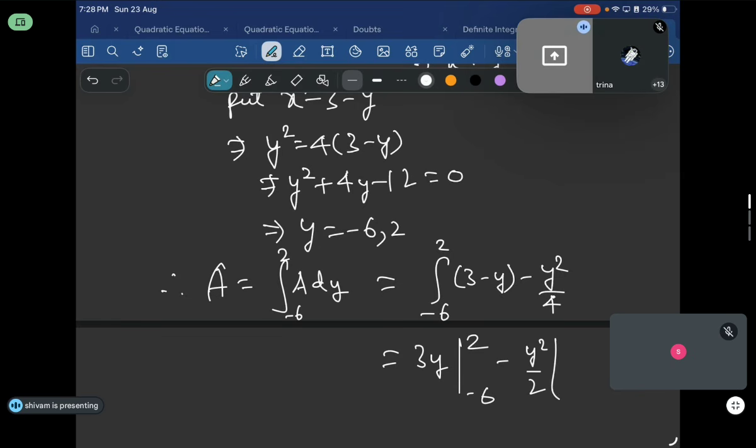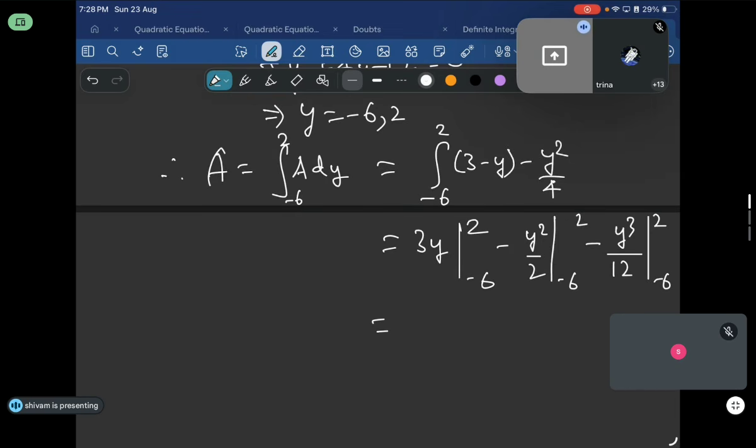Minus y square by 2, we need to integrate from minus 6 to 2. And over here we have minus y square by 4, so this will become minus y cube by 3 into 4, that is 12. Let us substitute. So this will give us 3 into 2 minus of minus 6. Tell me, are you getting?